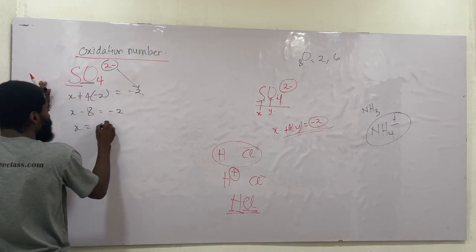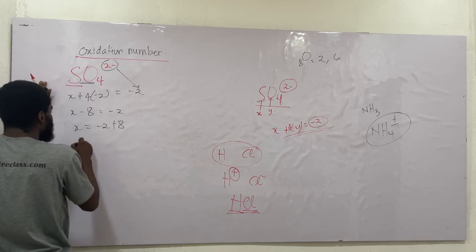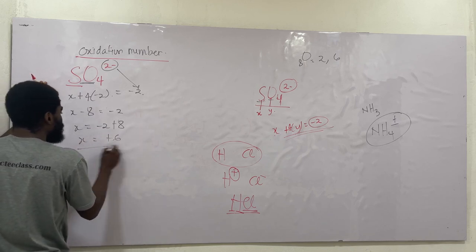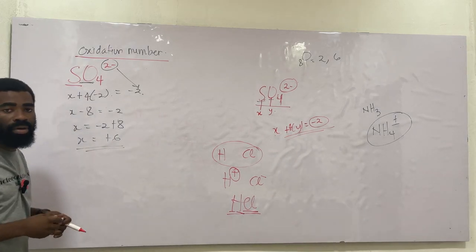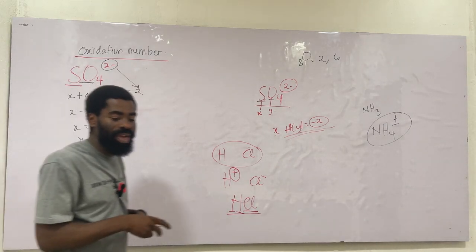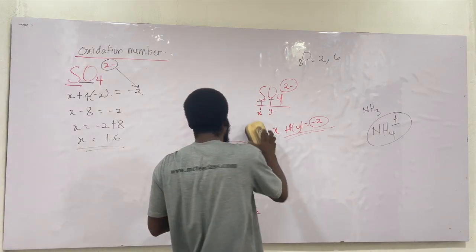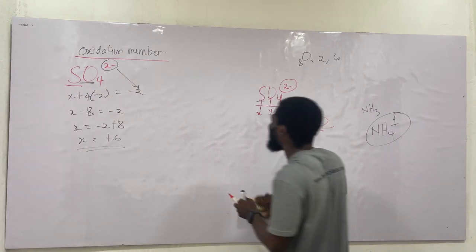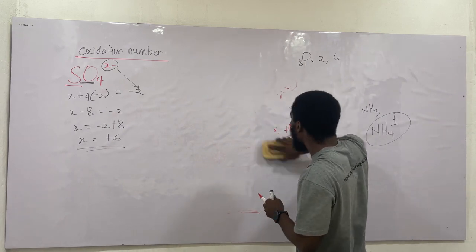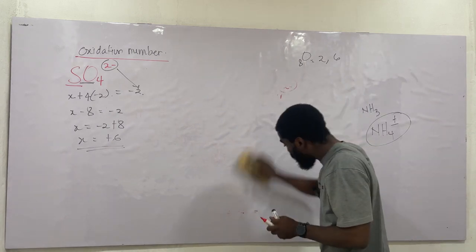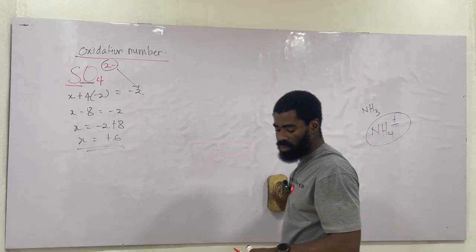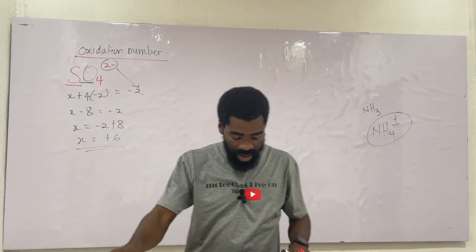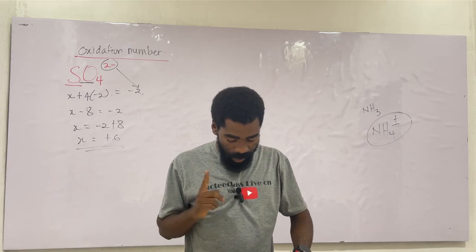We'll have X equals -2 plus 8. So X will be equal to plus 6. So this is the oxidation number for sulfur in sulfate ion. This is what I meant. Anytime I find an oxidation state or oxidation number, make sure the one that is not underlined, you know that element's oxidation state. So far as you are in a compound, we know your oxidation state. Very, very important.